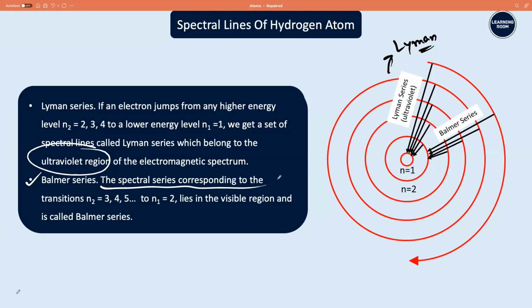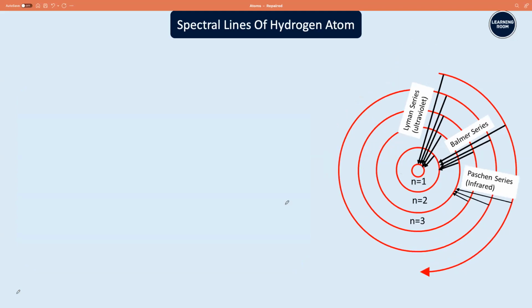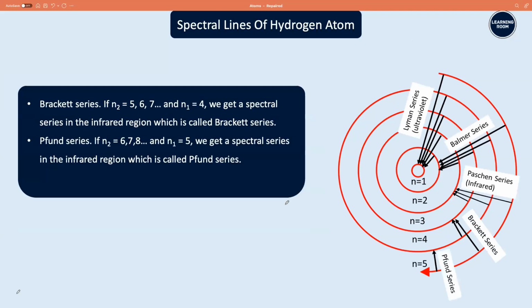Okay, so if a transition happens between a higher orbit and the second orbit, it belongs to the Balmer series and the radiations fall in the visible region. Third, the Paschen series, when a transition takes place between a higher orbit and the third orbit. Call it the Paschen series. And the fourth one, any idea? It's called Brackett, and the last is Pfund.